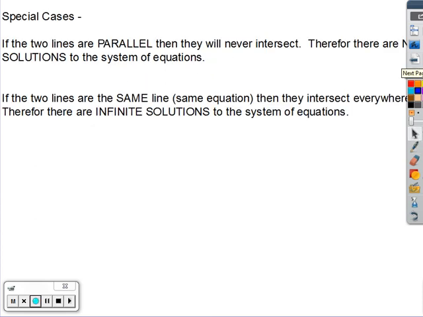That's the solution. These are special cases. If the two lines are parallel, then they will never intersect. Therefore, there are no solutions. And if the two lines are the same line, that means they're the same equation, and they intersect everywhere. So there are infinite solutions. Two things you need to know.